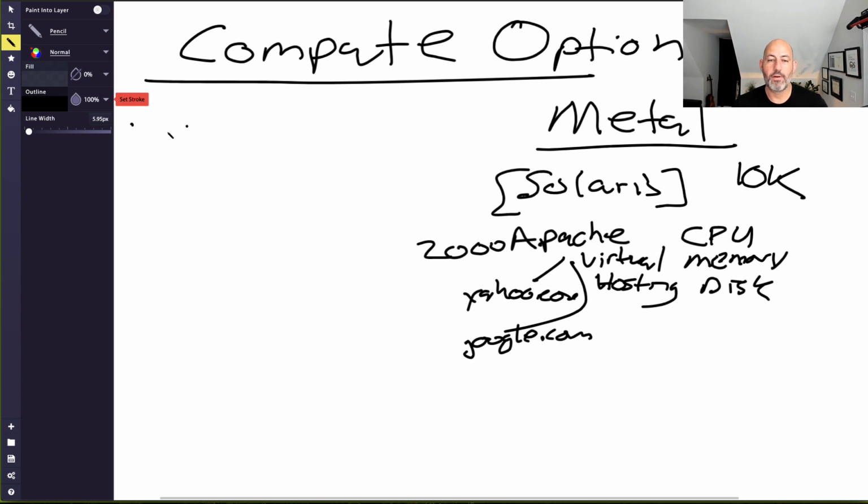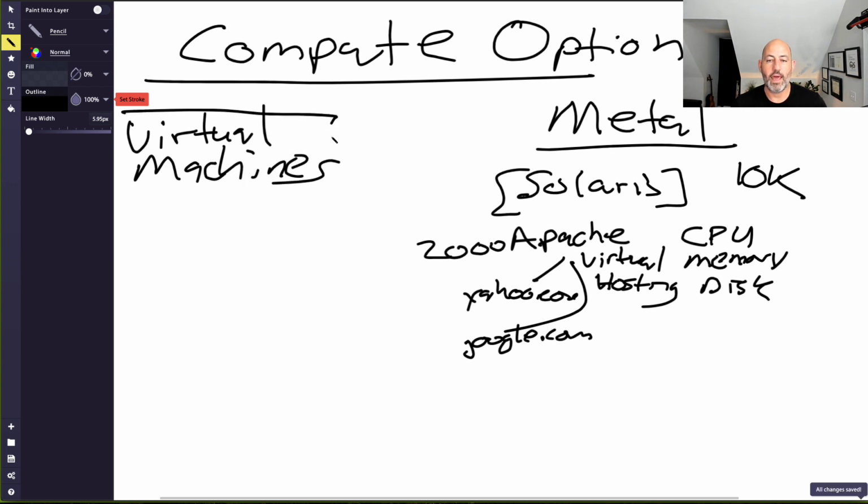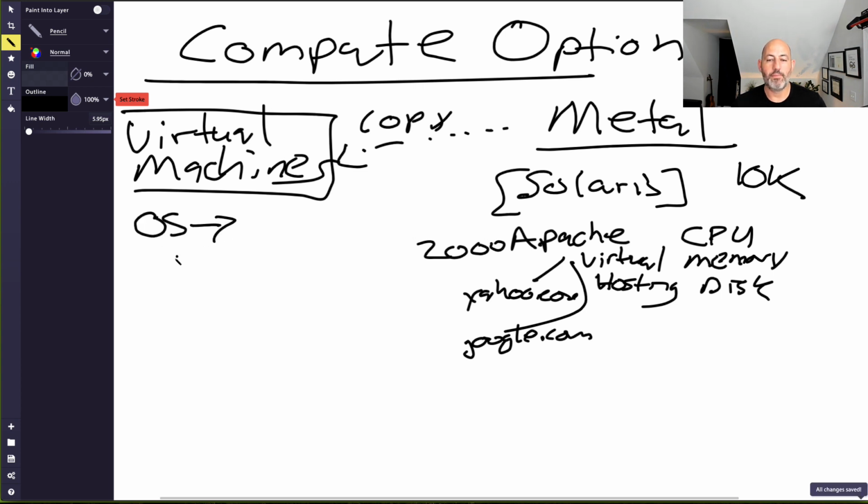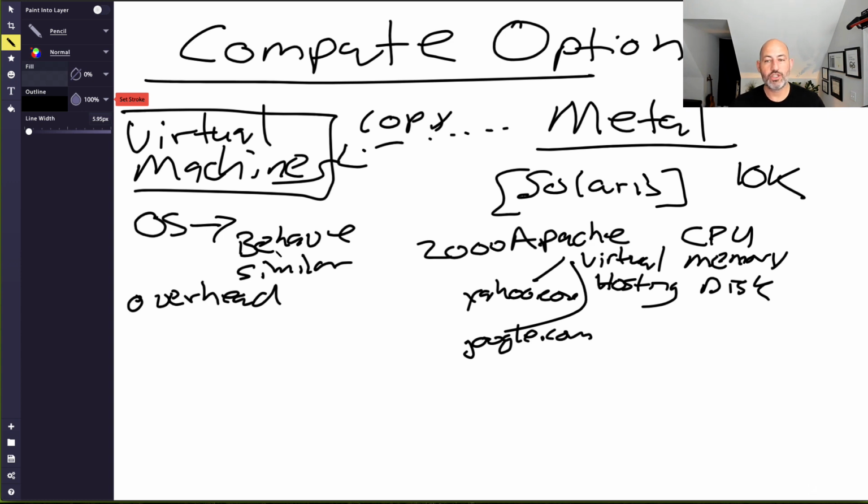The next level up was virtual machines. What's interesting about virtual machines is that they're able to really make a copy of this. If you have a very powerful machine, you can literally have an exact copy that's a file that represents the operating system, and this behaves really similarly to a regular bare metal machine. But there is some overhead because the virtualization engine has to support it.